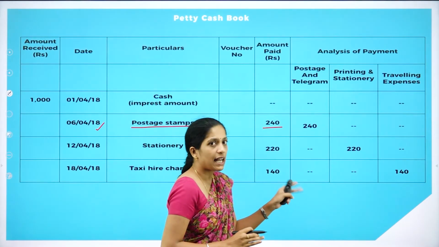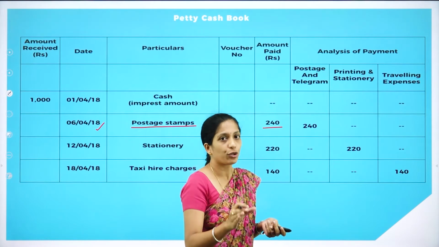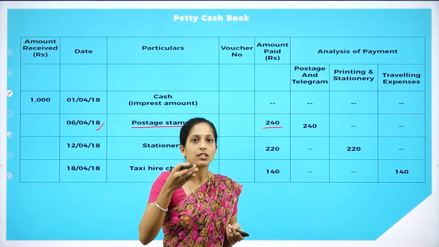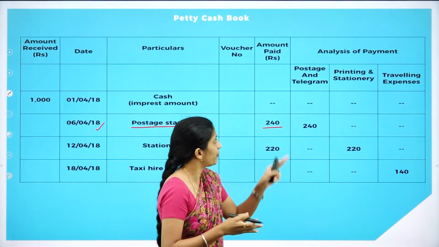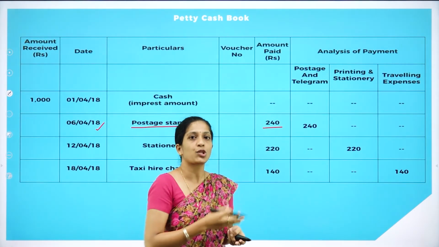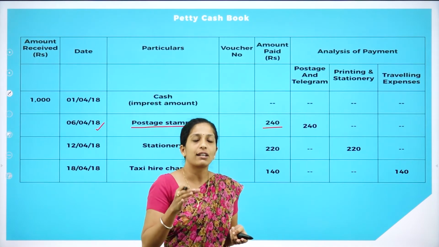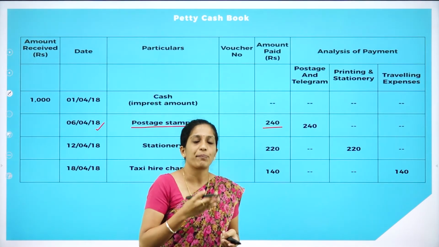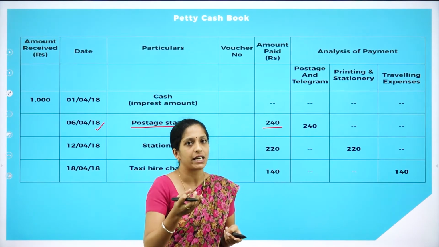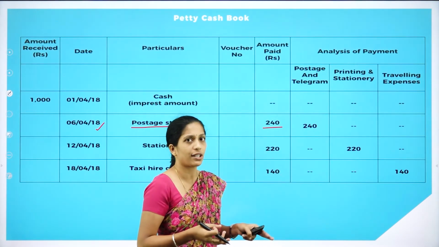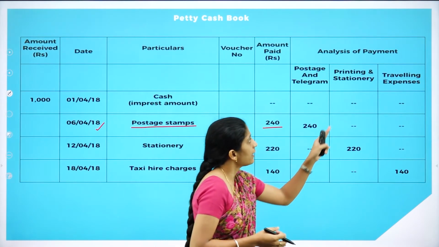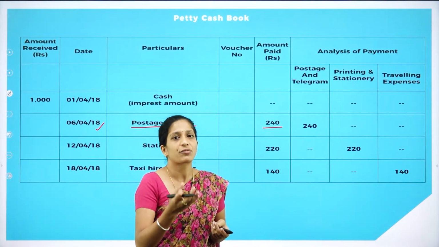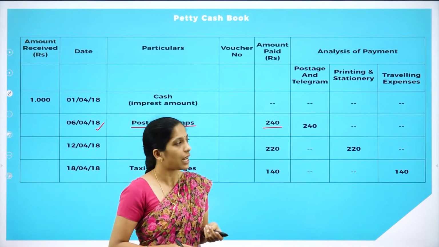Now under analysis of payment, I have divided into three. So the first column is postage and telegram. Any transactions relating to postage and telegram will be recorded in this column. And the next one is printing and stationery. Any transactions relating to printing and stationery. Stationery means purchase of pen, pencil, eraser. All this comes under stationery only, and even the books also. Next, traveling expenses. Traveling expenses may be auto fare or bus fare. So these are the traveling expenses.